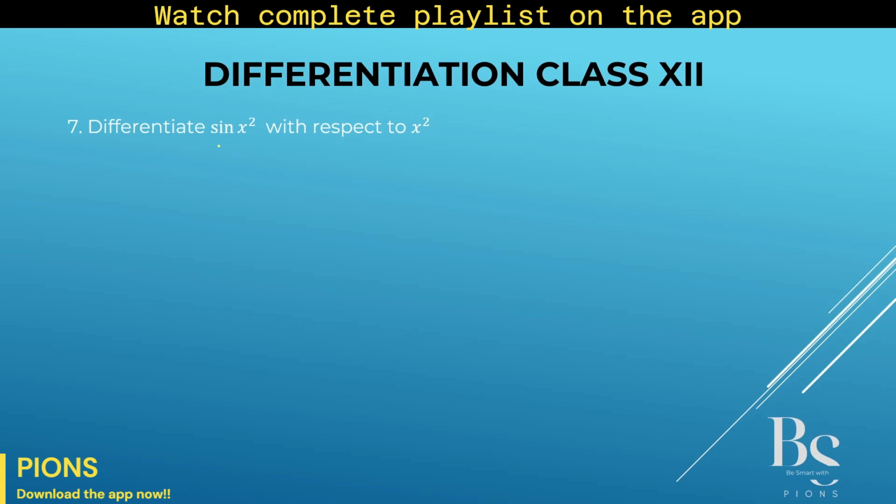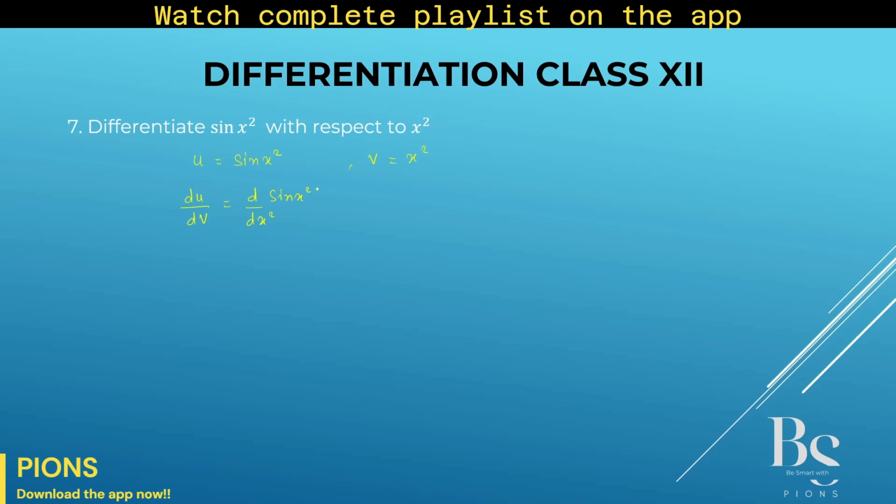Parametric form. So to find that, let's assume that u equals sine x square and v equals x square. So basically they are finding what? They are asking for du by dv. Yes, differentiation of sine x square with respect to x square. u is sine x square and v is x square. So you can say d by d(x square) of sine x square, right? In a simple sense, this is the language.